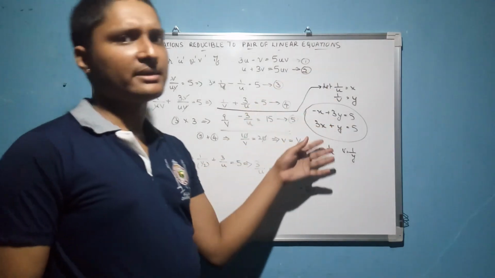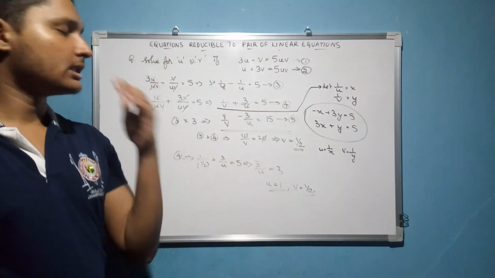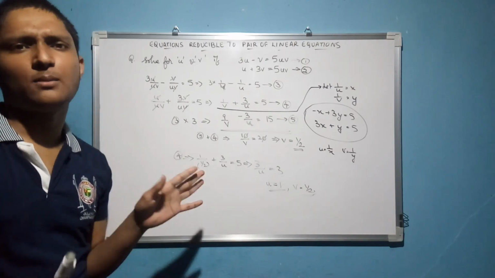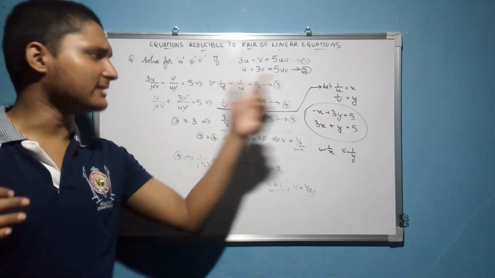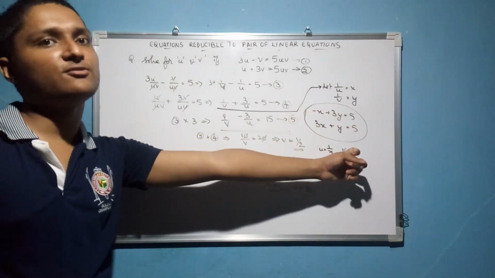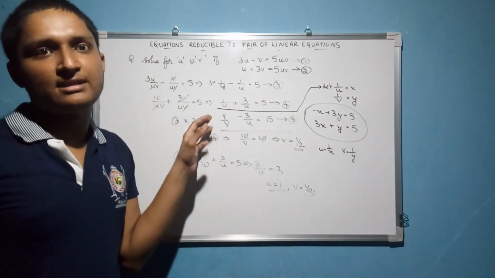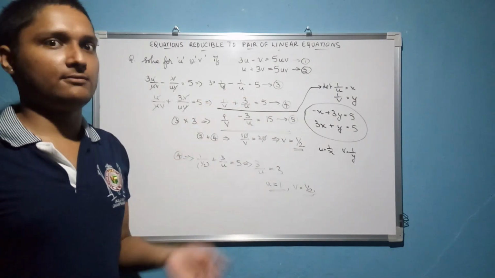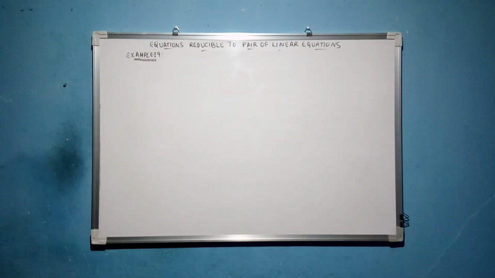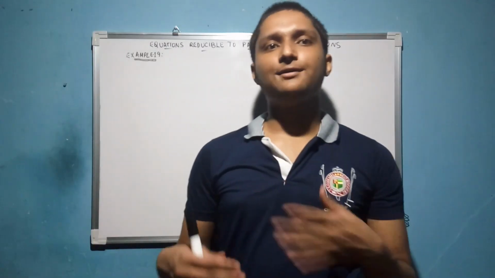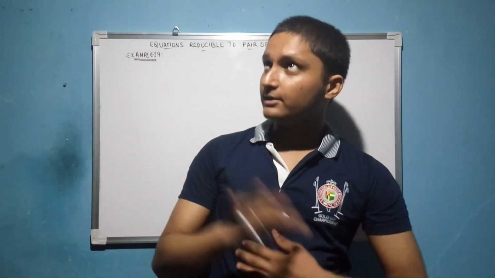So this becomes a longer method when compared to this. If it is a very complex term like x plus y, x minus y, it is better to use that method. That method is applicable for everything, but this becomes easy when it is very small terms like 1 by v, 1 by u. Okay, next we'll move on to one of the examples. You have your example 19 here.